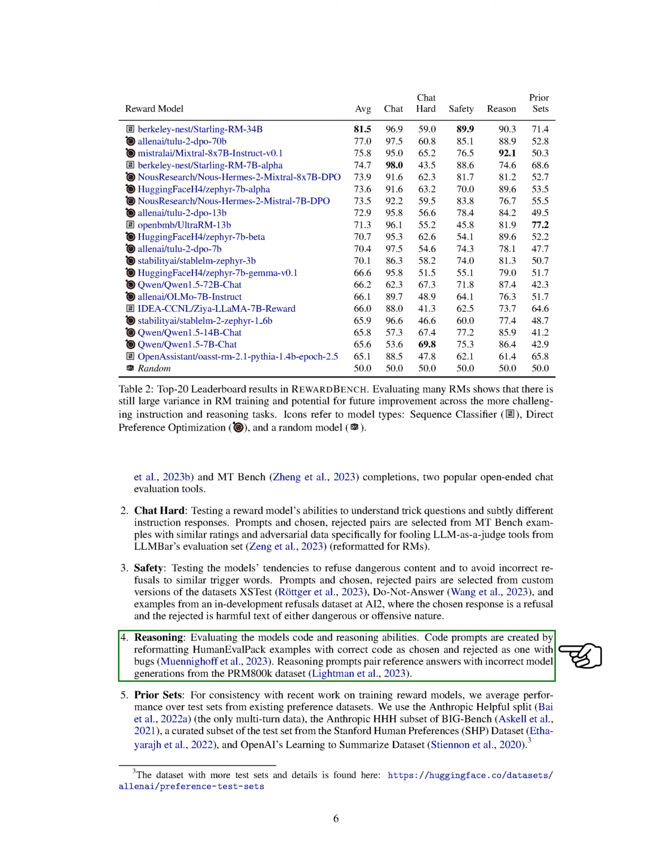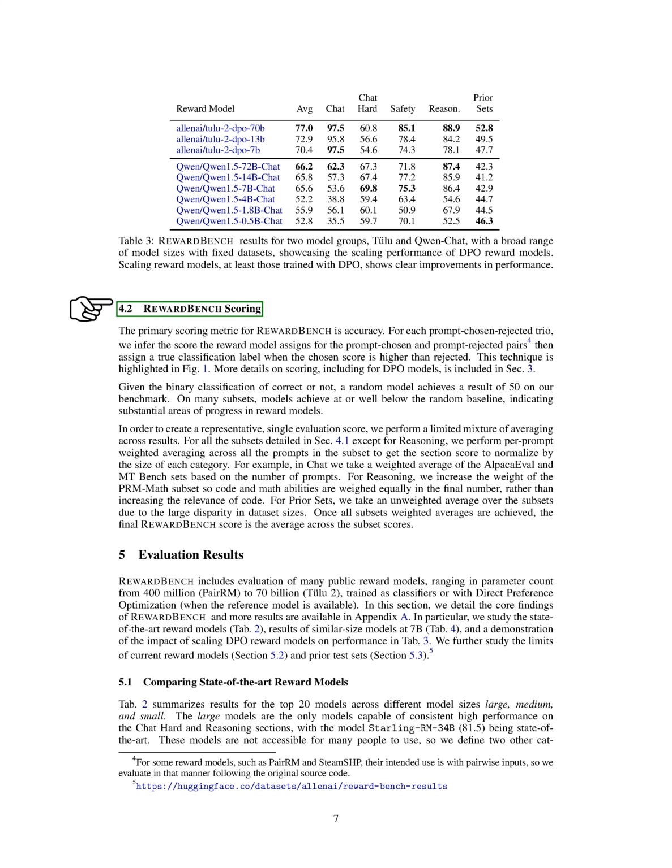Section: RewardBench scoring. In this section, we focus on scoring the RewardBench. Our main scoring metric is accuracy. We determine the score the reward model gives for a prompt-chosen pair and a prompt-rejected pair. If the chosen pair has a higher score than the rejected pair, we assign a true label. This process is illustrated in Fig. More scoring details, including for DPO models, can be found in Sec.